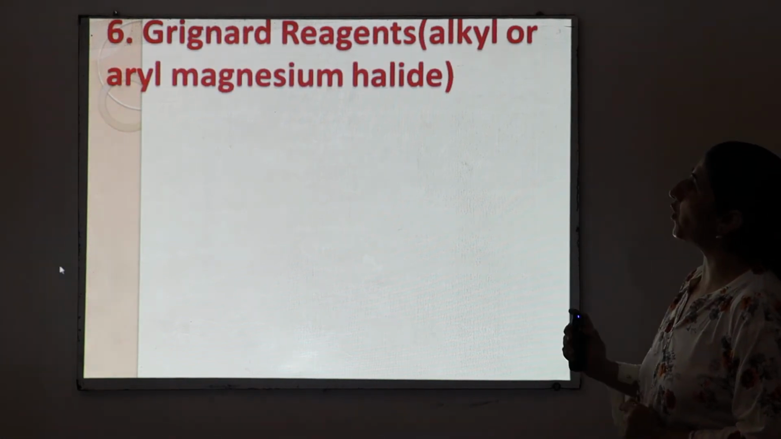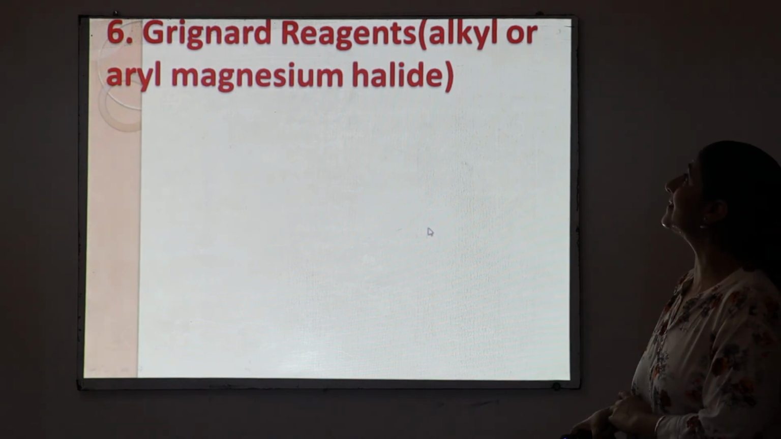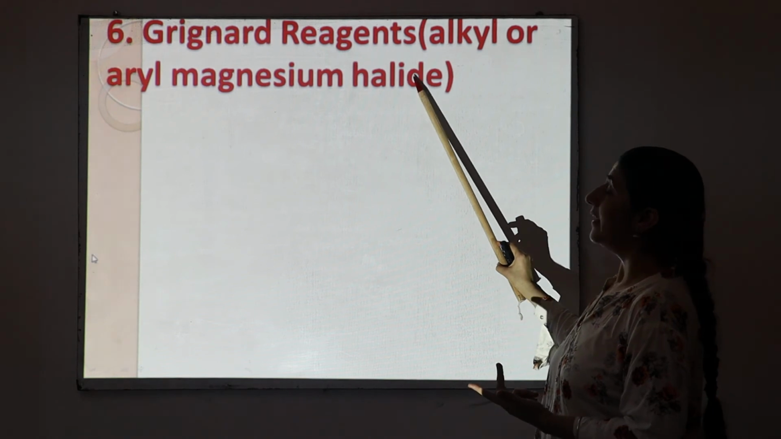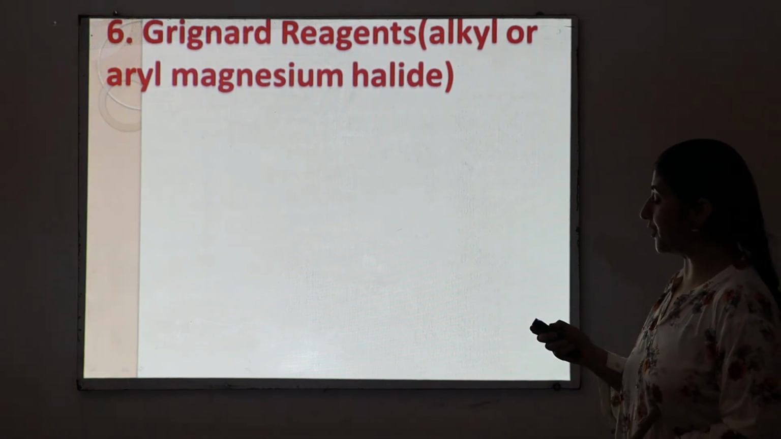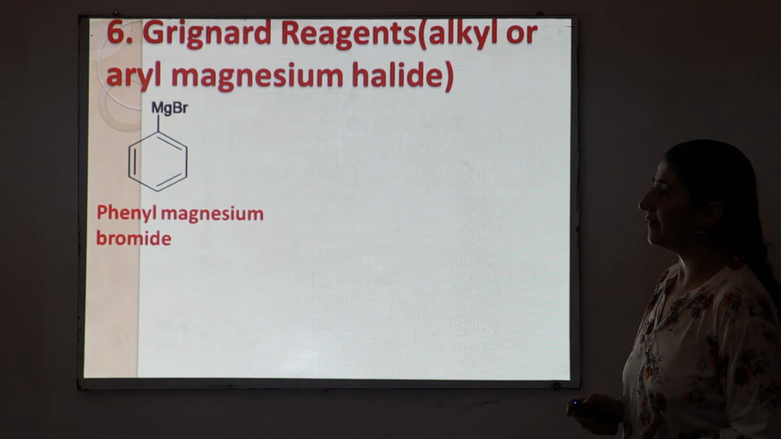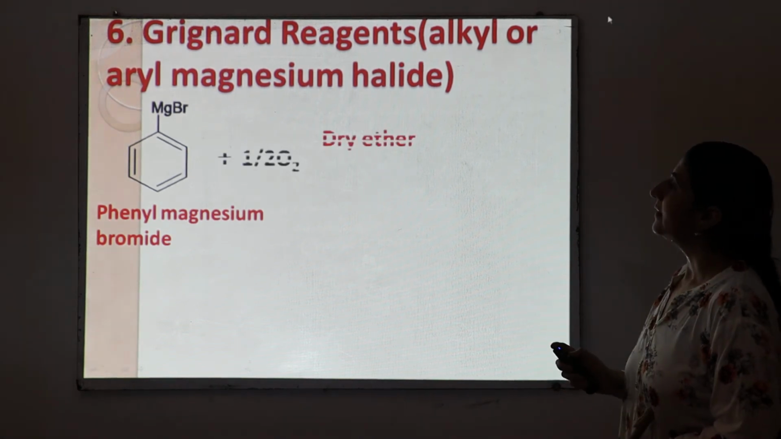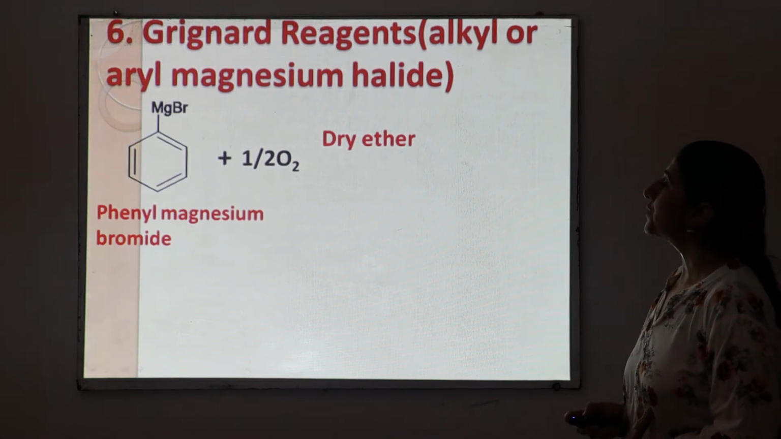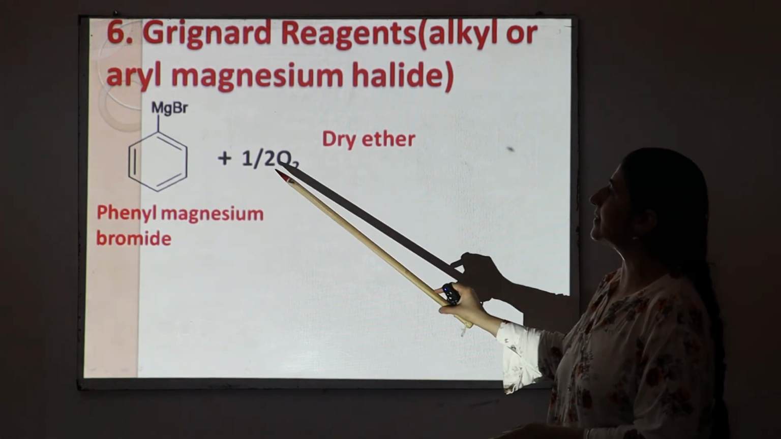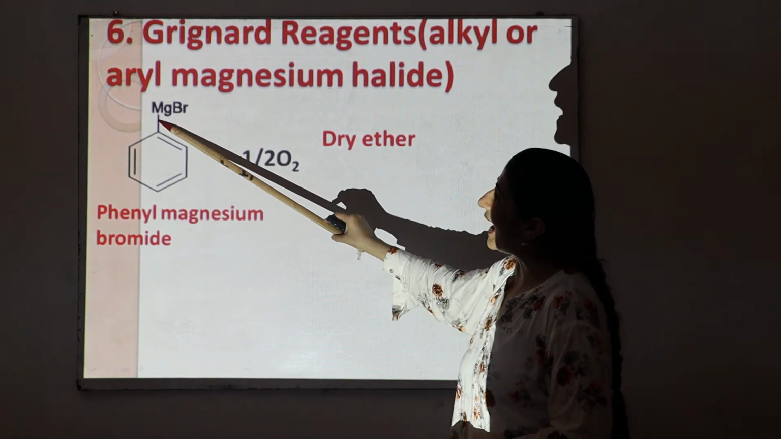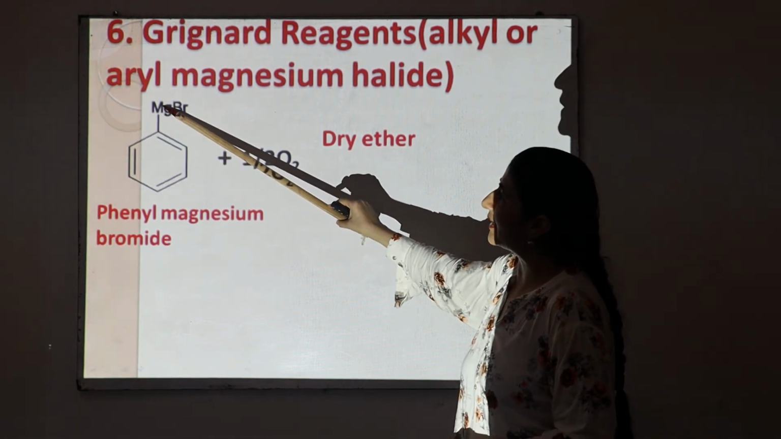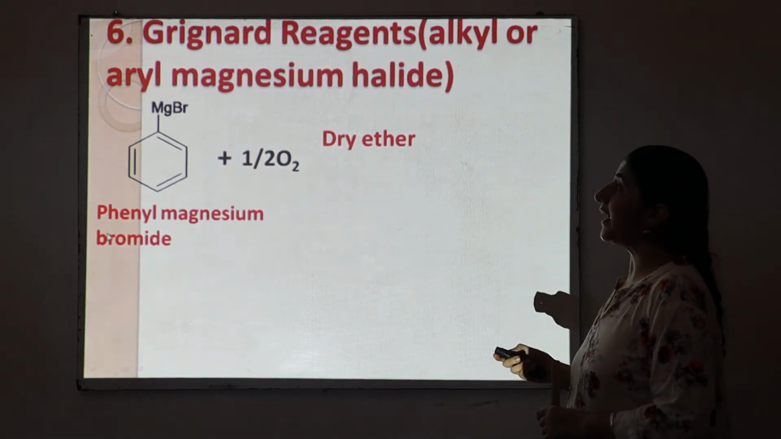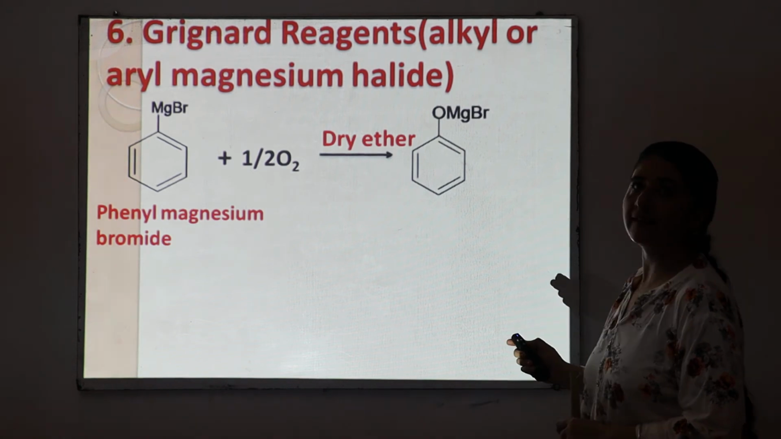The next one is from Grignard reagent. Grignard reagent is either an alkyl or aryl magnesium halide. Here I am taking phenyl magnesium bromide as the Grignard reagent that undergoes oxidation in the presence of dry ether. During this oxidation, the oxygen goes in between carbon and magnesium. As a result we get phenyl oxy magnesium bromide.